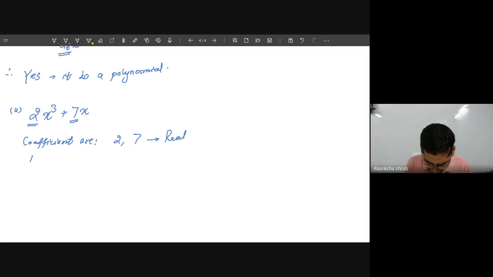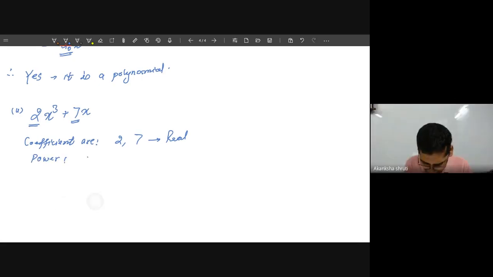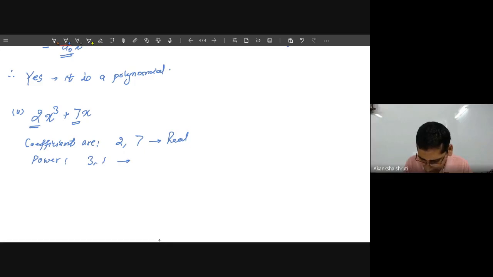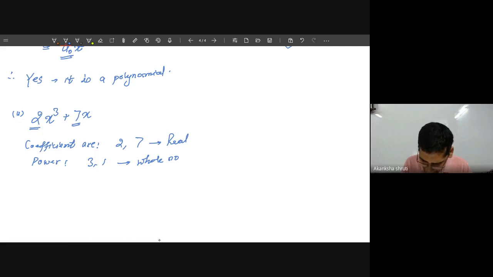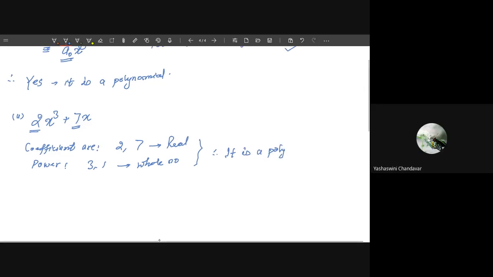And what are the powers? The powers are 3 and 1. These are whole numbers. So these two things you always have to check. Therefore, it is a polynomial.